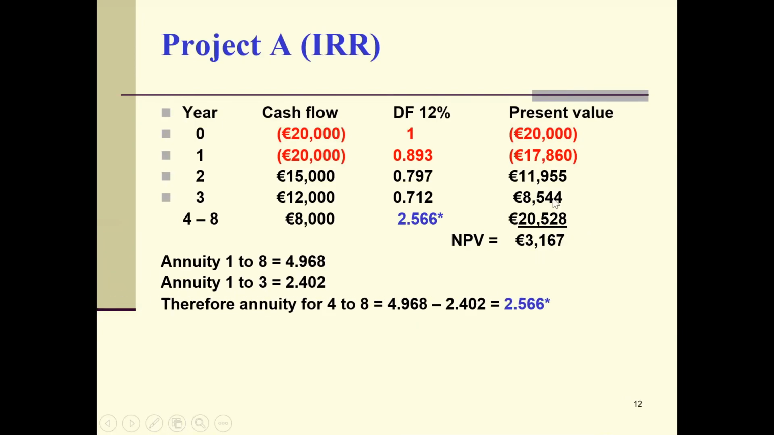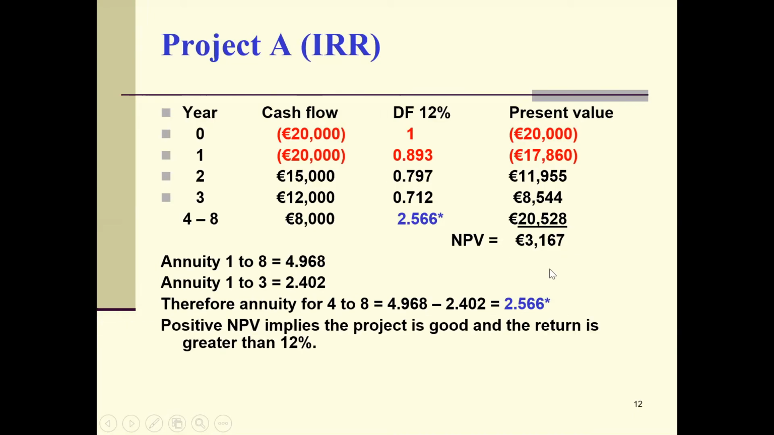So this is the interesting part. Project A had a bunch of cash flows. This was a bit of grief here. You get your 4 to 8. And I explained how to do that if you're using the annuity tables. But we got 3,167. So what does that mean? It means the rate of return on this investment is greater than 12%. That's all it means.